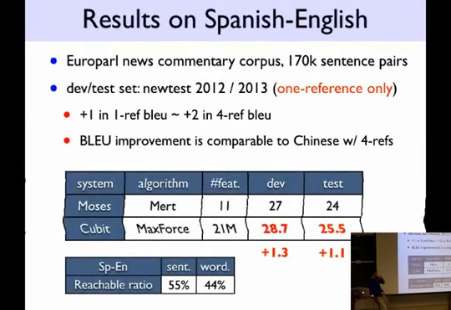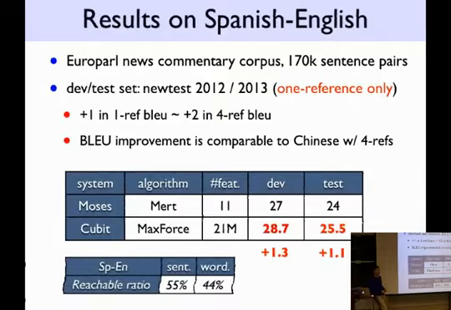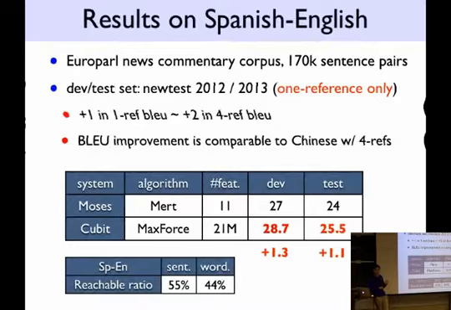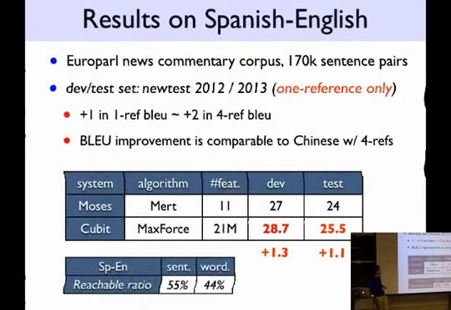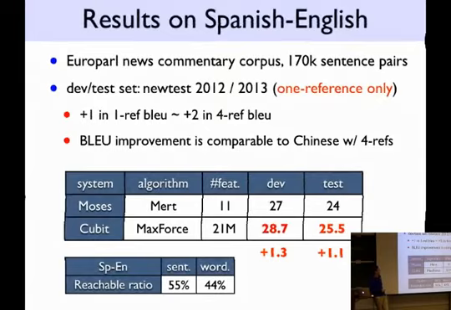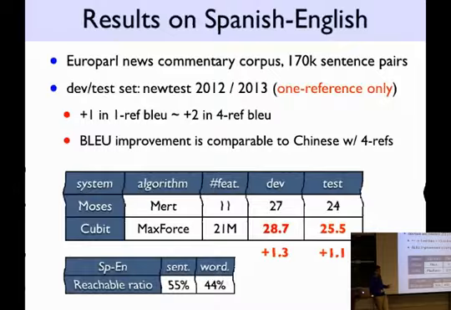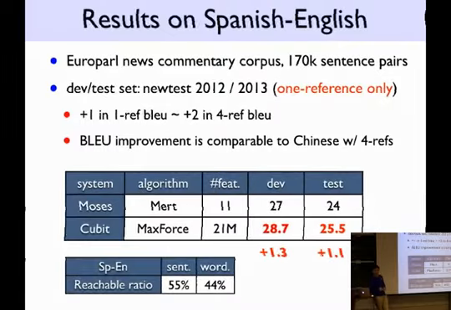The general consensus in the community is that if you get a 1 point improvement in one reference BLEU score, that would usually translate into about 2 BLEU point improvement in a 4 reference BLEU score. So in that sense, our improvement in Spanish is consistent with our improvement in Chinese.